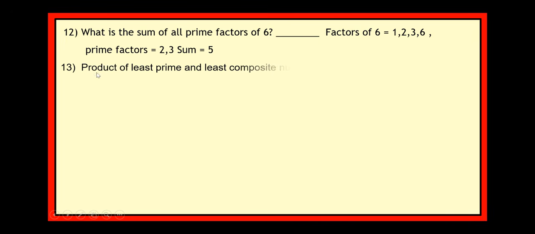Next, look at question number 13. Product of least prime and least composite number. What is the least prime number? Yes, 2 is the least prime number. And what is the least composite number? Least composite number is 4. We have to find the product, means multiply 2 and 4. What is 2 into 4? 8. So the answer is 8.